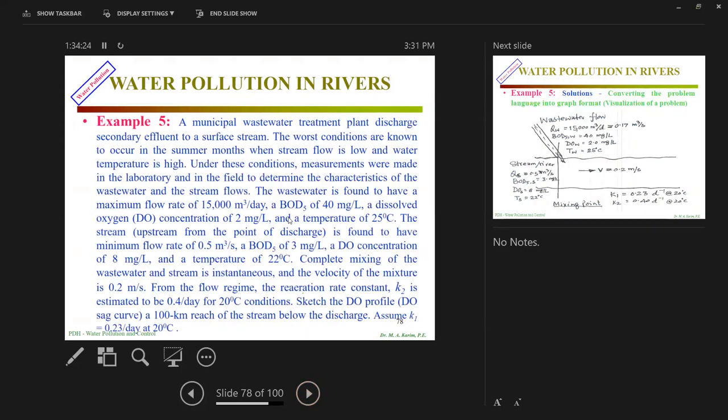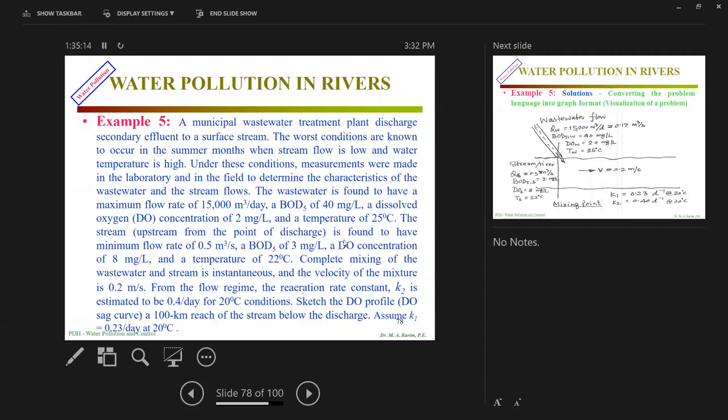We are going to solve one problem here. It's a big problem that we'll be solving using this kind of equation, okay? So this problem says: your municipal wastewater treatment plant discharges secondary effluent to a surface stream. The worst condition is known to occur in the summer months when the stream flow is low and water temperature is high. Under these conditions, measurements were made in the laboratory and in the field to determine the characteristics of the wastewater and the stream flow. The wastewater is found to have a maximum flow rate of 15,000 meter cube per day, a BOD5 of 40 mg per liter, a dissolved oxygen of 2 mg per liter, and a temperature of 25. So all of those that I mentioned here are the wastewater, right?